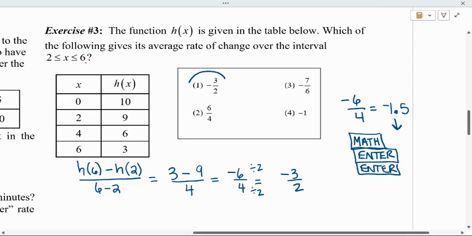So our answer is number 1. Hopefully you guys know that -1.5 is the same thing as -3/2. Okay. Raise your hand if you need more time.